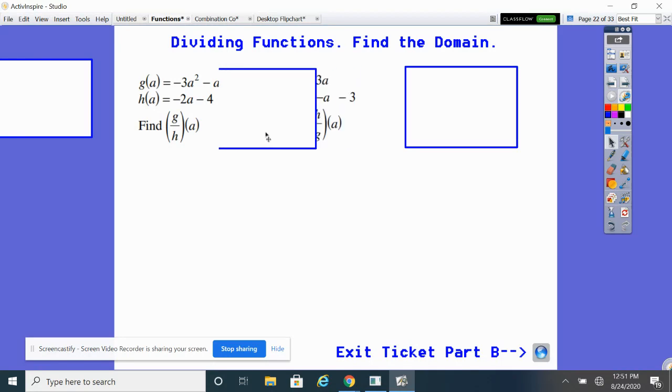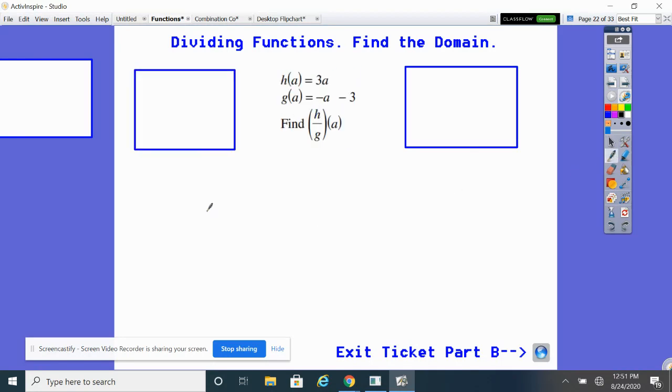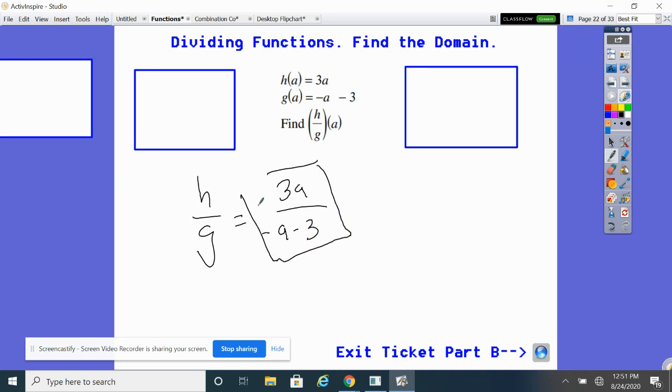All right, so now over here, let's look at this one. We got to put everybody in the place where they go. H divided by G, what was H? 3a is what H is. What goes on the bottom? G, what was G? -a minus 3. So everybody's where they need to be. This is the answer. But now we got to figure out the domain. The domain is x such that it can be all the numbers, except what can a not be?